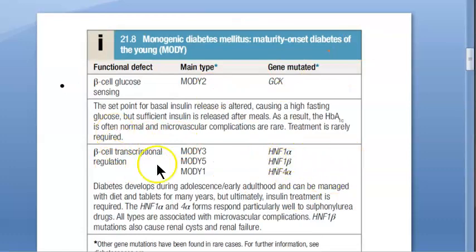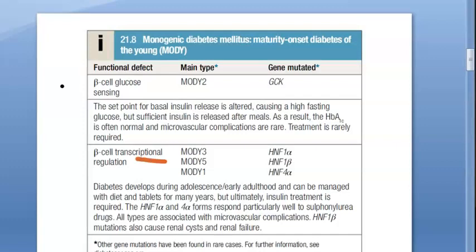Okay. And HNF means beta cell transcriptional regulation has some functional defect. So here some transcription regulation has some problem. Here glucose sensing. If it doesn't sense glucose, then why will it make insulin, right? So read all the details here, people, and you can understand more about MODY, which is a type of diabetes.